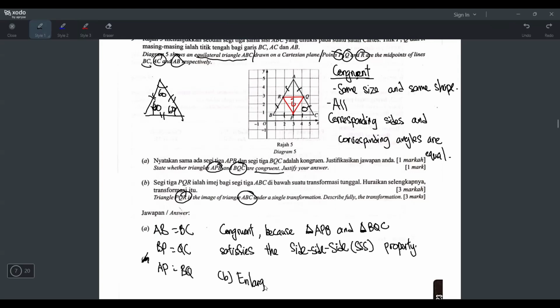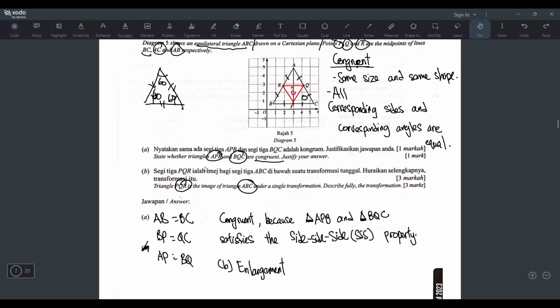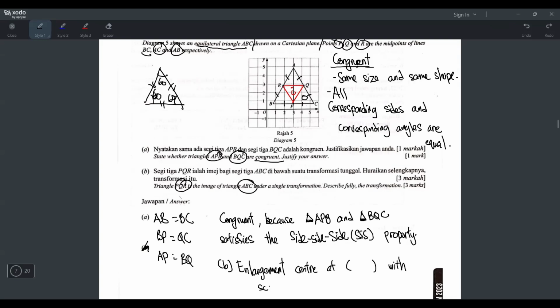But if you write like this, you will not get full marks. The full mark is 3 marks. If you want to get the full 3 marks, you have to mention two things for enlargement: the center and also the scale factor. So for enlargement there are two important things you must always mention: the center of enlargement and the scale factor. So I'll just write enlargement center at, and later I have to find out the enlargement center, and I also have to find out the scale factor. So with scale factor of, and later we will find the scale factor.